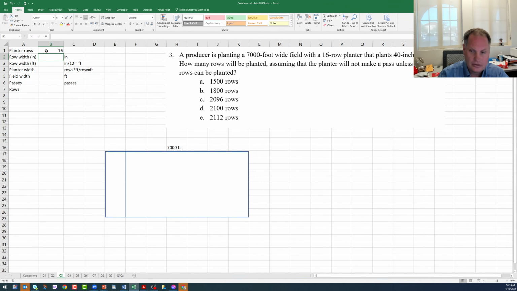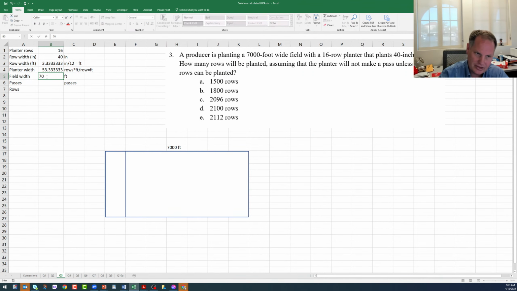16. The row width is 40 inches. I'm going to go ahead and convert that to feet because I've got to figure out the rest of the answer in terms of feet. So 40 inches divided by 12 inches per foot is 3 1/3 feet. Now my planter width is simply going to be the number of rows times the number of feet per row. And so our planter is 53 1/3 feet wide.